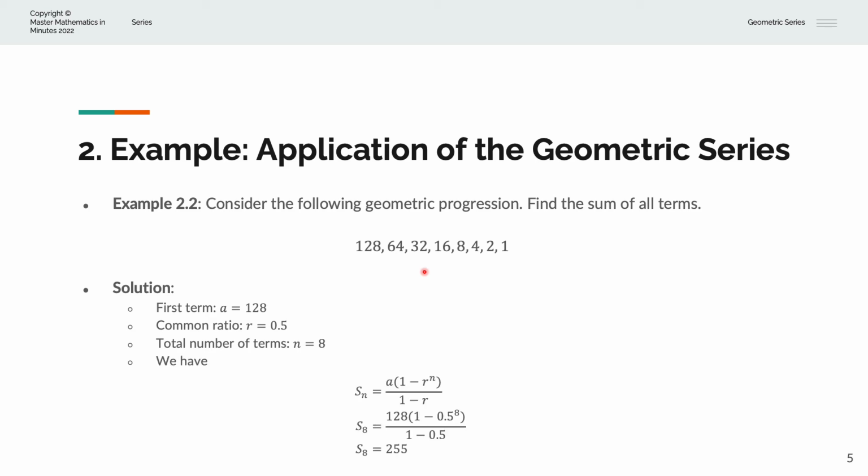And so, Sn again is equal to a times 1 minus r to the power of n, divided by 1 minus r. We'll substitute n equal to 8, because we are summing across the first 8 terms. And a is 128 from above. 1 minus r becomes 1 minus 0.5 from above. N is equal to 8, again from above. And 1 minus r becomes 1 minus 0.5 from above as well. And simplifying that, S8 is equal to 255.